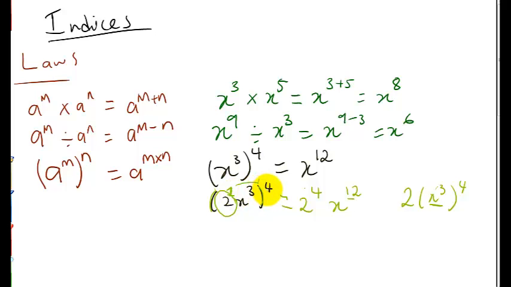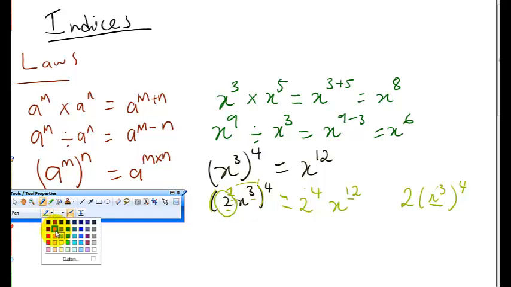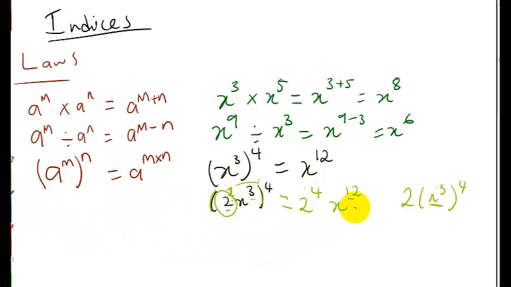You understand the difference between those? So these are numbers, these are indices. Okay? Big difference. So you multiply the indices. Alrighty. So the answer to this here is 2 to the power of 4 and x power 12.